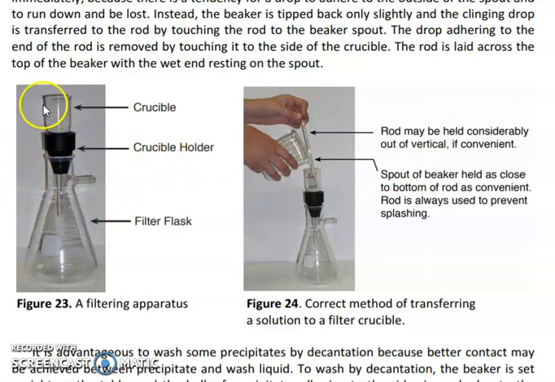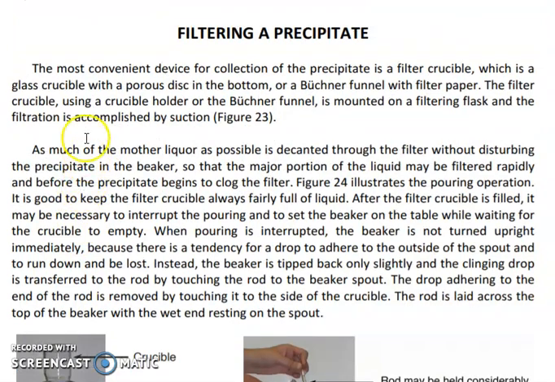This is the crucible, this is made up of glass, and you can see here the white one is the filter. Now there is a crucible holder and then you have the Erlenmeyer flask. So this is the setup, the filtering setup.